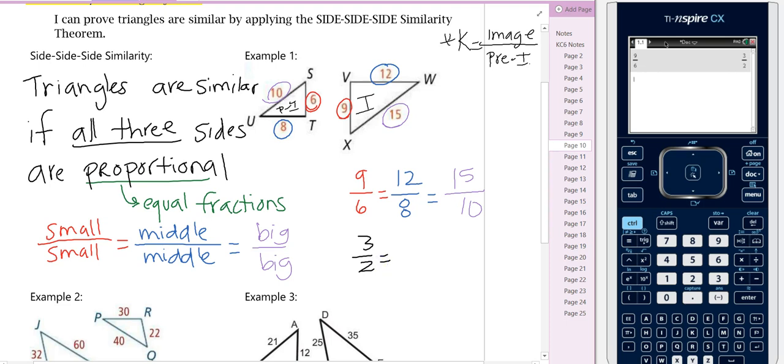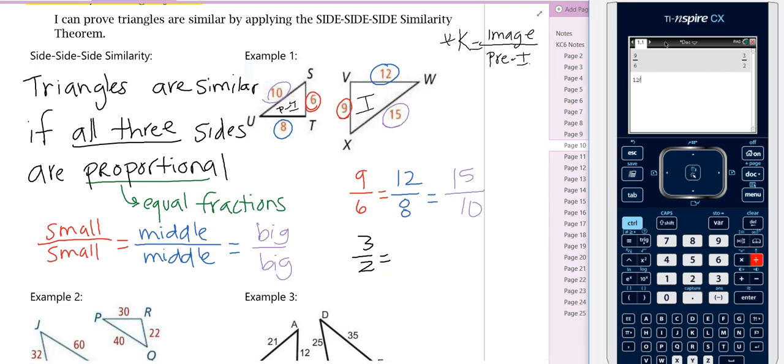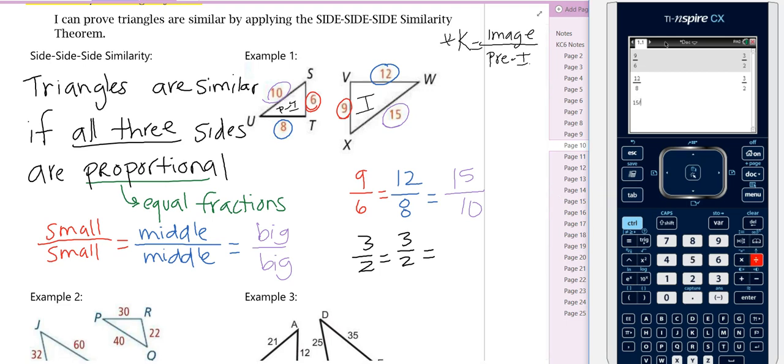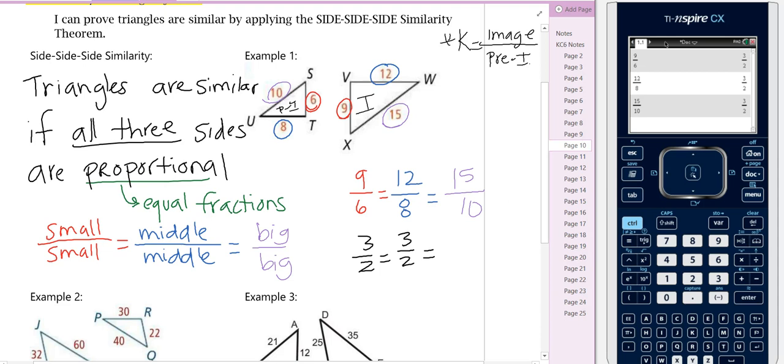Does that in fact equal the rest? So I'm going to do 12 divided by 8. That's also 3 halves. And then just triple check. Again, all three sides have to be equal, so I'm going to do 15 divided by 10. And that is also 3 halves. So that's how I can say now that these two triangles are similar by side-side-side similarity, because all three sides are proportional.